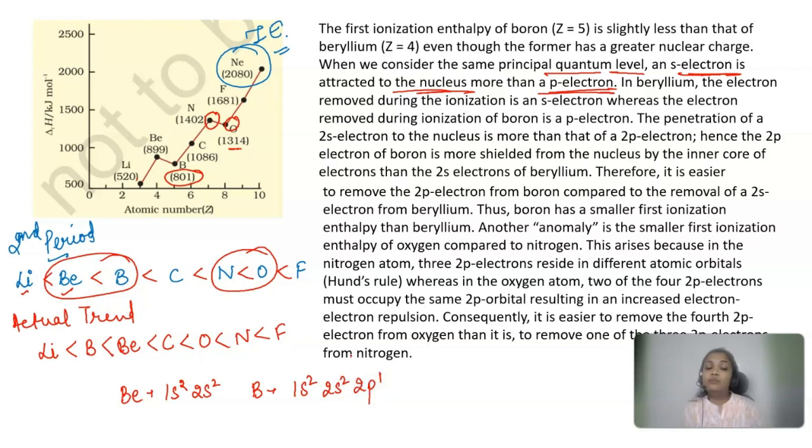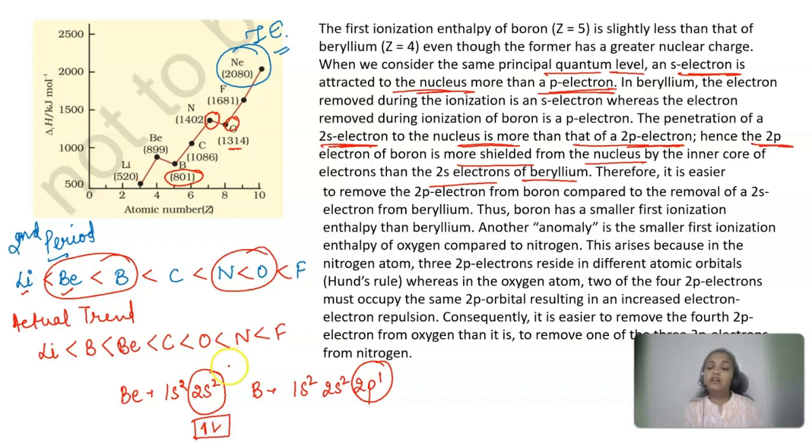Now if you have to remove the outermost electron from beryllium, you have to remove it from the 2s orbital, and here you have to remove it from the 2p orbital. Okay, so penetration of a 2s electron to the nucleus is more than that of a 2p electron. So the 2p electron is more shielded from the nucleus than the 2s electron. Okay, and moreover it is a fully filled orbital also.